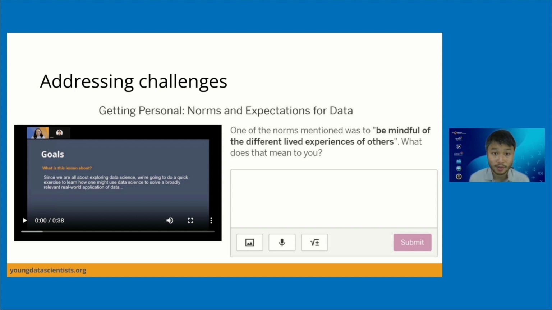One of the strategies we've learned that works well for our classrooms is to establish norms ahead of time. So this is an example. One of the norms is to be mindful of the different lived experiences of others when we talk about experiences in the classroom.